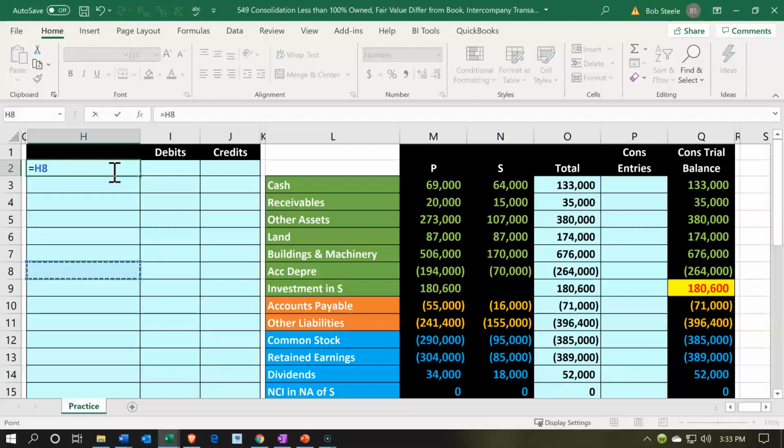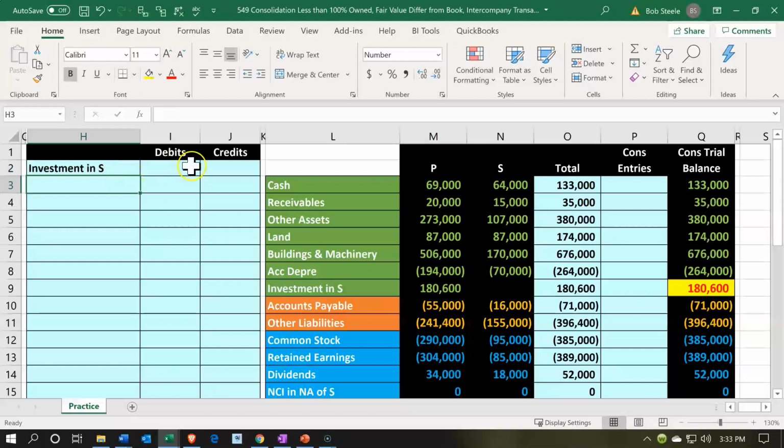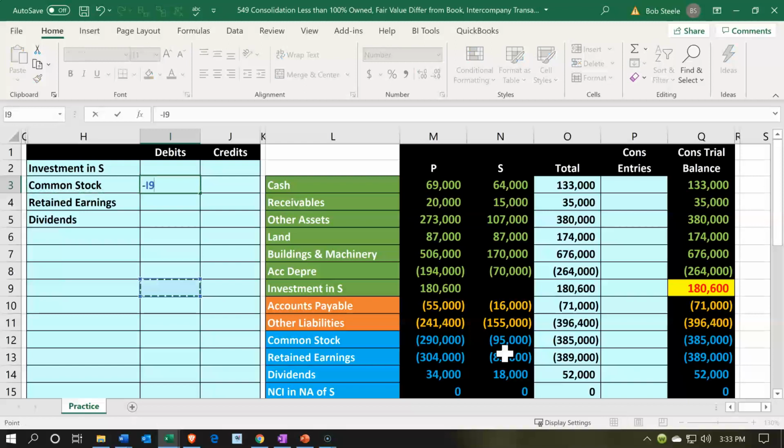So we're going to bring up the investment. I'm not going to put anything into it yet because I like to think of that as kind of like the plug, even though we will calculate it at the end. Then I'm going to remove the common stock. So I'm going to do the same process. I'll do it a little bit faster because we have seen this. This is the same process. I'm going to copy this, paste it there. And then we're going to say, here's the common stock at the 95. So I'm going to debit it to remove it. So I'm taking away S's common stock.